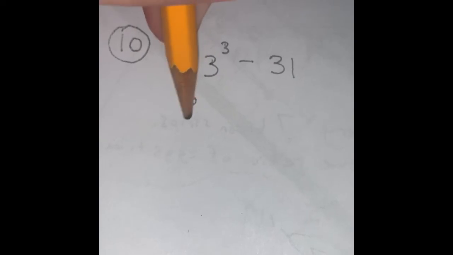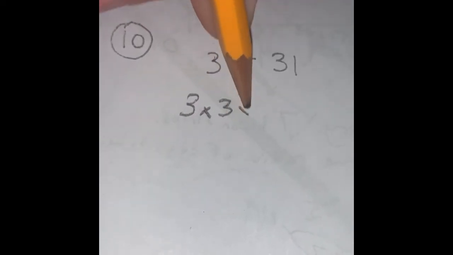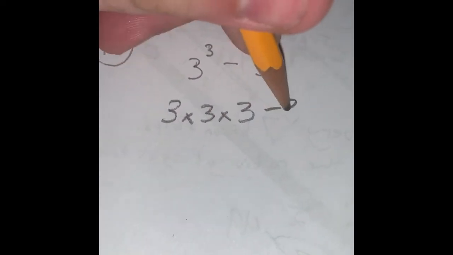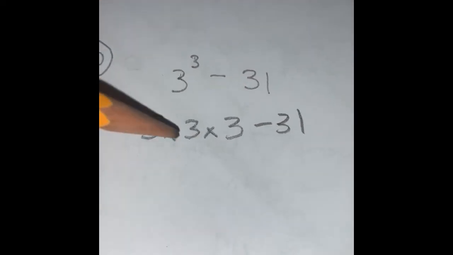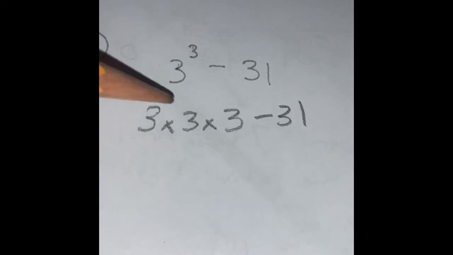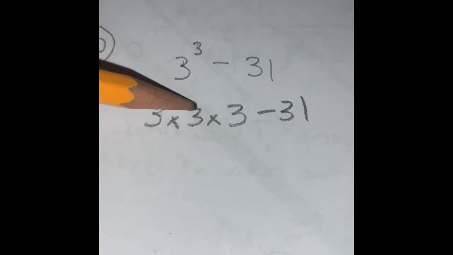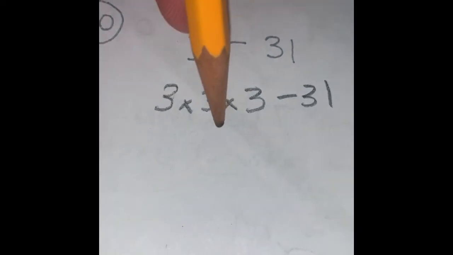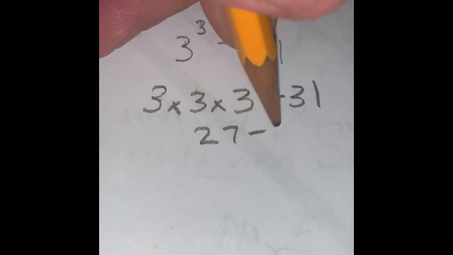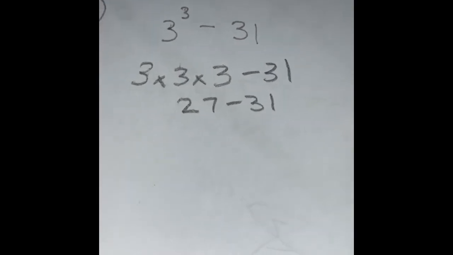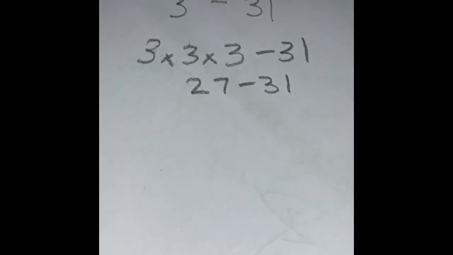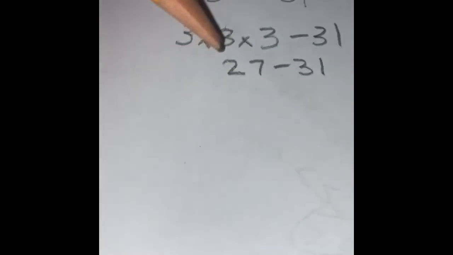The last problem on this review is just a simple expression that we have to solve. So once again, this does not mean 3 times 3. This means 3 times 3 times 3 minus 31. So in our order of operations, the multiplication is going to come first. So 3 times 3 is 9, times 3 is 27, minus 31.